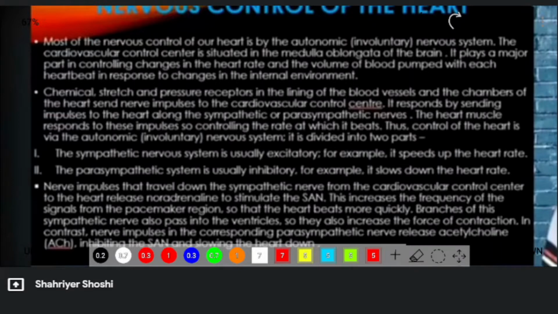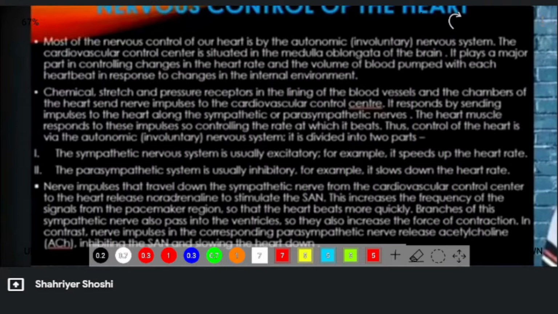Chemical, stretch and pressure receptors in the lining of the blood vessels and the chamber of the heart send nerve impulses to the cardiovascular control center. Now, that means our blood vessels have tons of receptors which can actually sense chemicals, a stretch, and pressure.